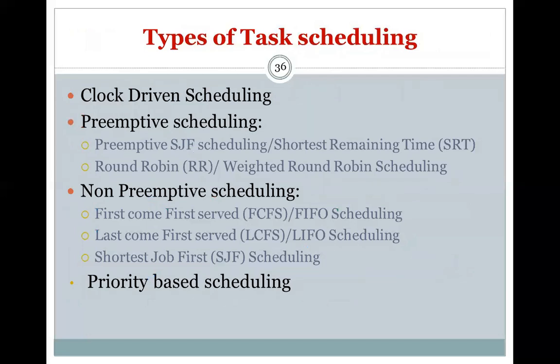Types of task scheduling: clock-driven scheduling; preemptive scheduling, in which again there are preemptive shortest job first scheduling, shortest remaining time, round robin, and weighted round robin scheduling; non-preemptive scheduling, in which again there are first come first served scheduling, last come first served scheduling, and shortest job first scheduling. Another scheduling is priority based scheduling.